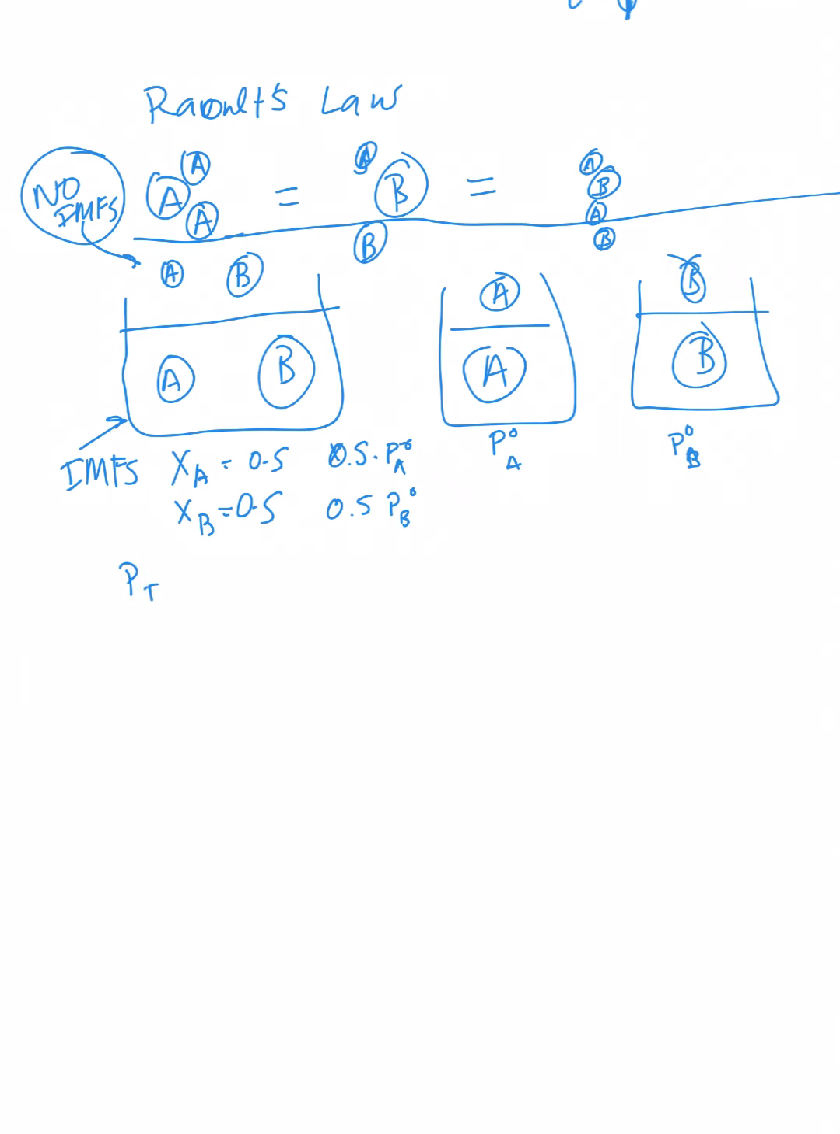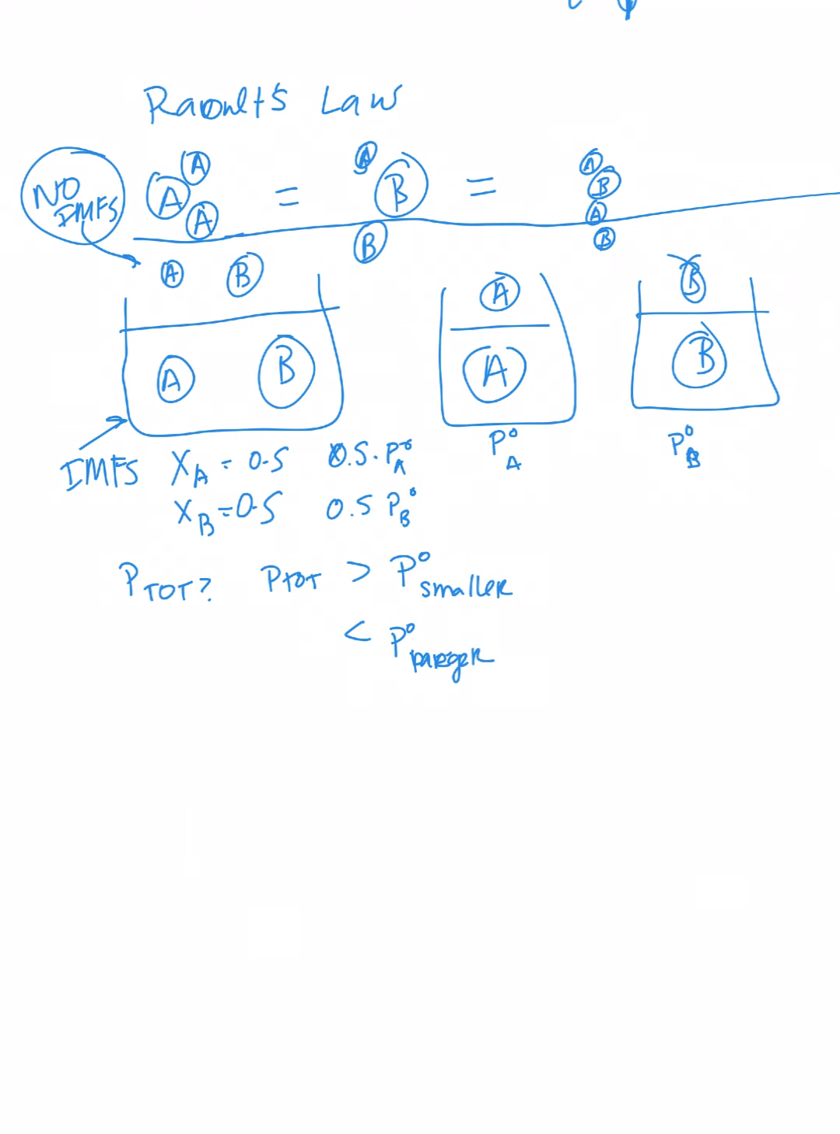Now, the question may become, how does the P total turn out? Well, that depends on the vapor pressures of PA and PB. The P total is going to be greater than the P naught of the one that has the smaller vapor pressure, but it's going to be smaller than the P naught of the one that has the larger vapor pressure, if that makes sense.